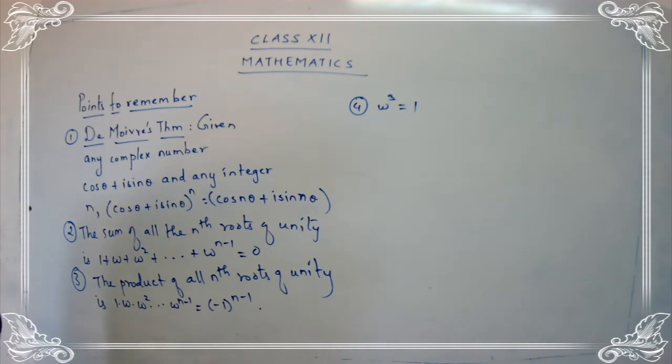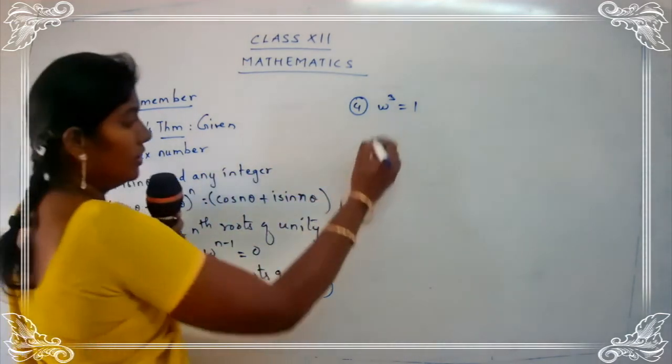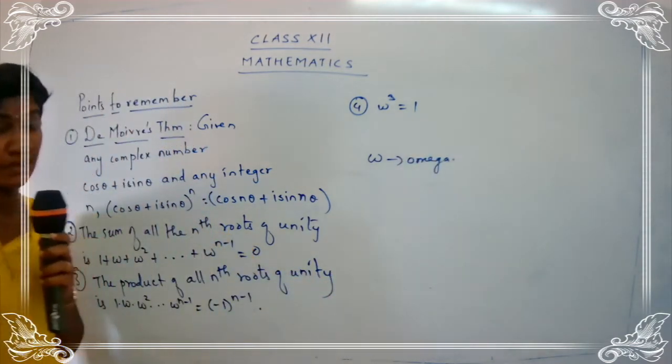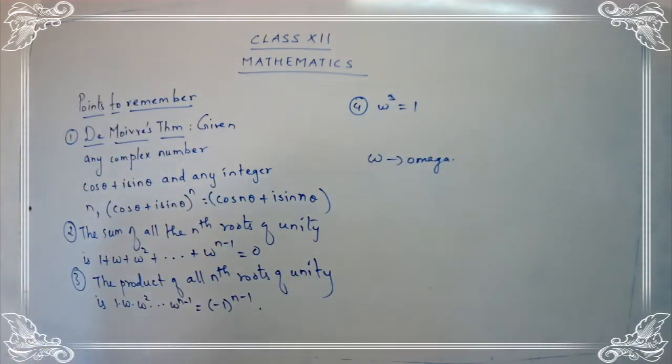If omega not equal to 1 is a cube root of unity, show that (a plus b omega plus c omega square) upon (b plus c omega plus a omega square) plus (a plus b omega plus c omega square) upon (c plus a omega plus b omega square) is equal to minus 1. You have to read this as omega. This is not w, this is omega, okay children? So you have to show the value as minus 1.